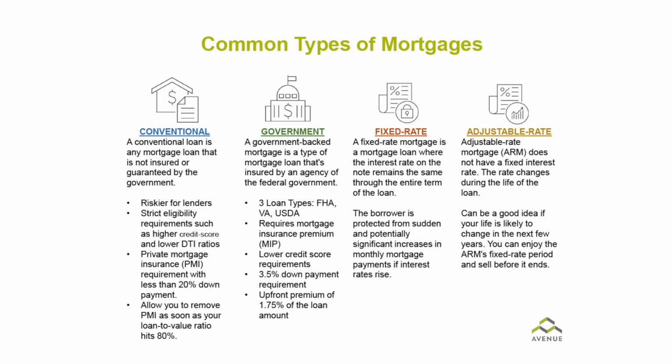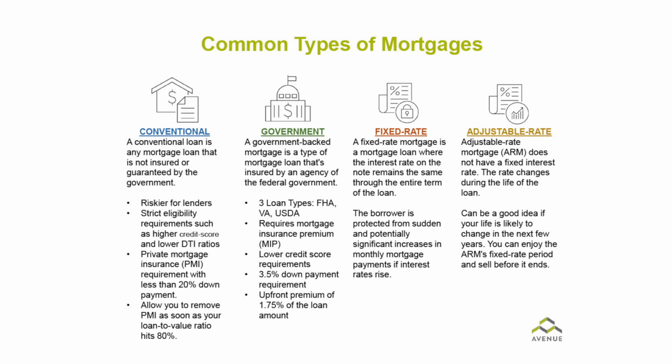They have private mortgage insurance if you put down less than 20%, but they allow you to remove the PMI, the private mortgage insurance, once you pay the loan down and your loan to value gets below 80%, once you've met that 20% down payment. The government loans have, of course, lower credit score requirements. They require a 3.5% down payment and an upfront premium of 1.75% of the loan amount.